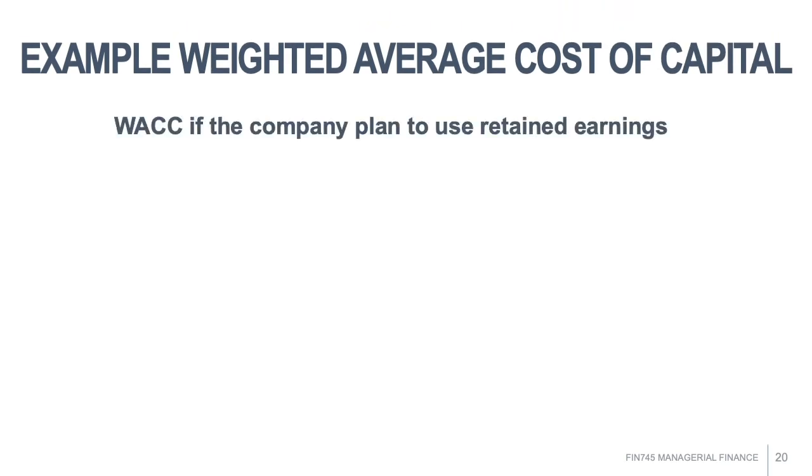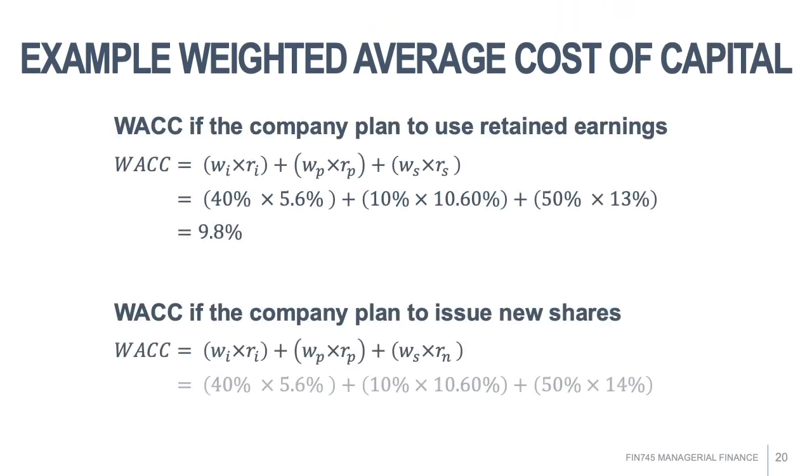So we can calculate two WACCs for the company. The first one is the WACC if the company plans to use retained earning. That means the company uses retained earning only. So if the retained earning is enough, the company will use only retained earning. So for the WACC, you get 9.8%. If the retained earning is not enough to finance their business project, the company will issue new shares. So the WACC, if the company plans to issue new shares, is 10.30%.